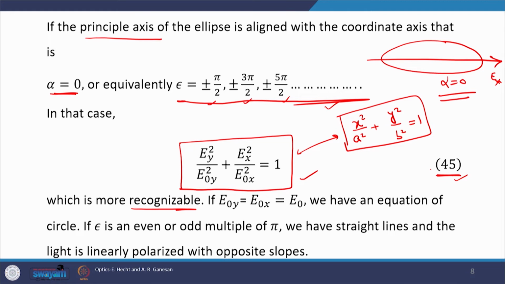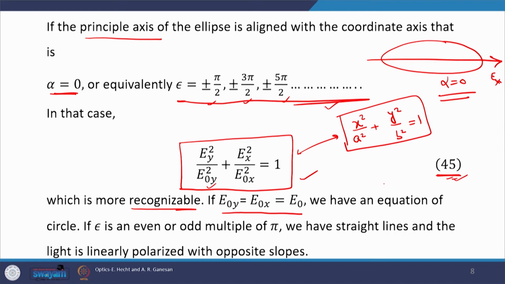What we know now is that, given two electric field components, we derived an equation which says that the tip of the electric field vector will generate an ellipse, and therefore we name this type of electromagnetic wave an elliptically polarized wave. Now, let us consider a few special cases. In equation number 45, we see that in the denominator we have E naught y and E naught x, which are the amplitudes of the field components. Now, let us assume that E naught y is equal to E naught x, and say they are equal to E naught.